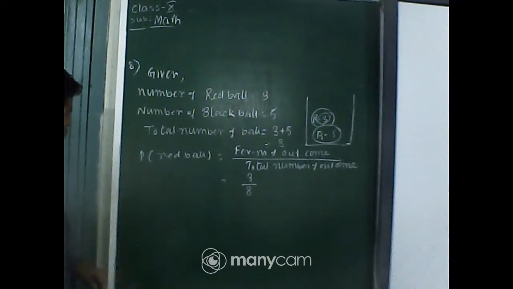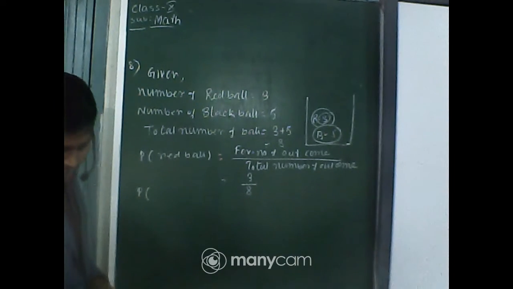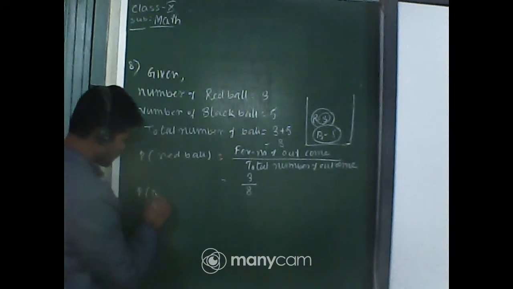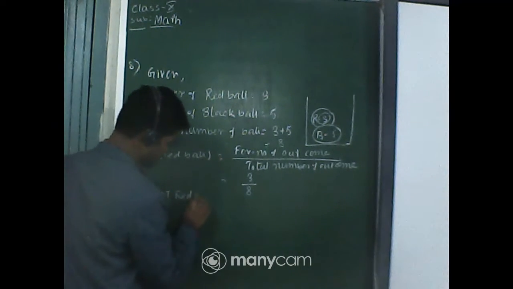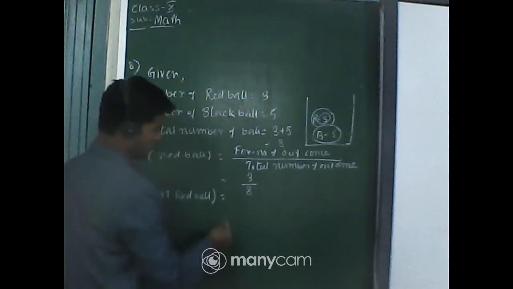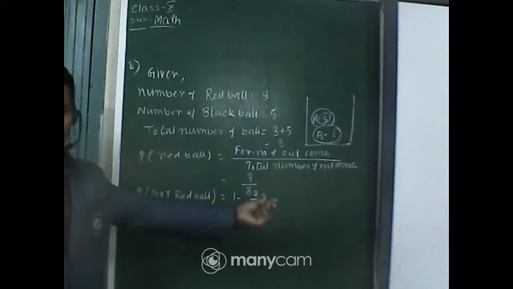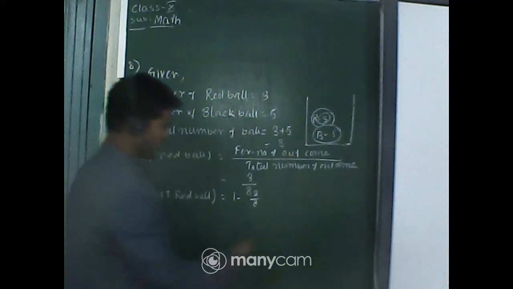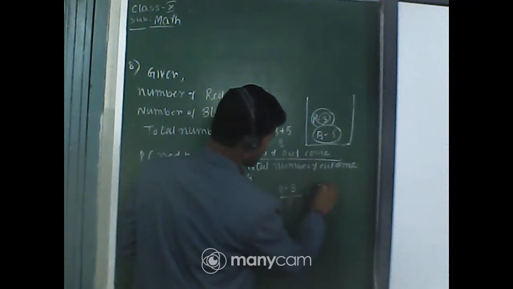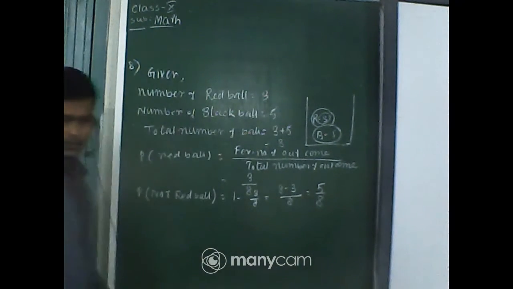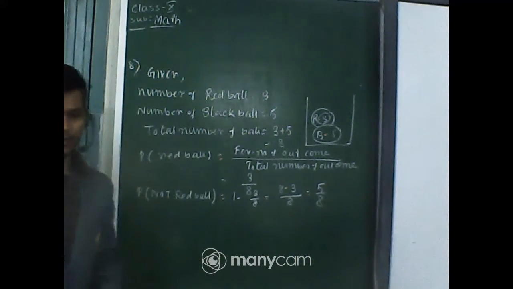Okay, the next question is, what is the probability of getting a not red ball? Not red ball is 1 minus probability of getting a red ball. 1 minus 3 by 8. So 8 is the LCM. 8 minus 3, that is 5 by 8. So probability of not getting a red ball is equal to 5 by 8.